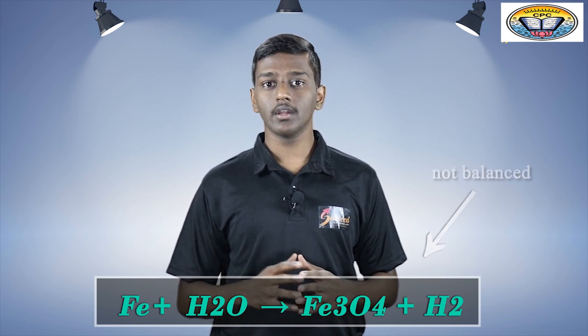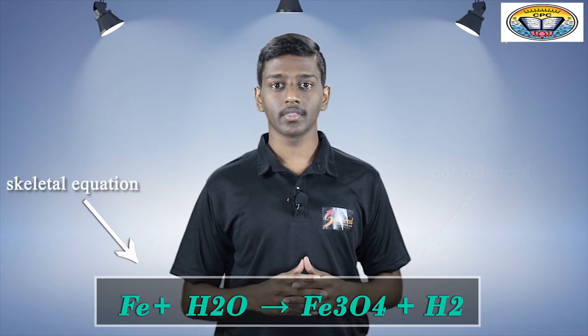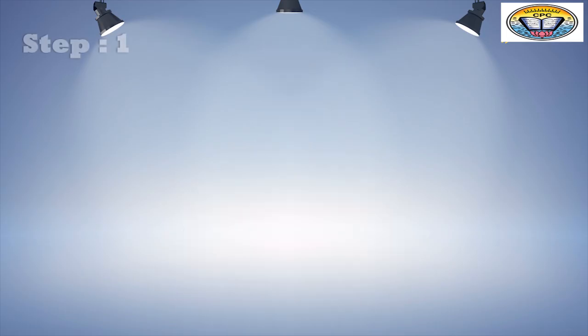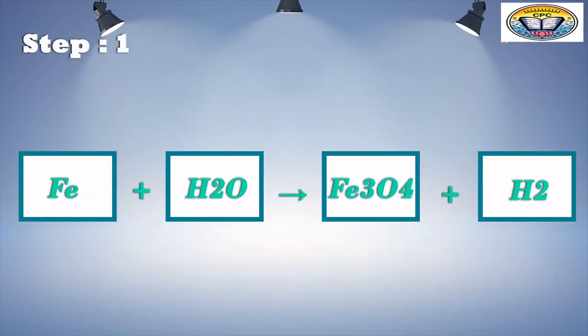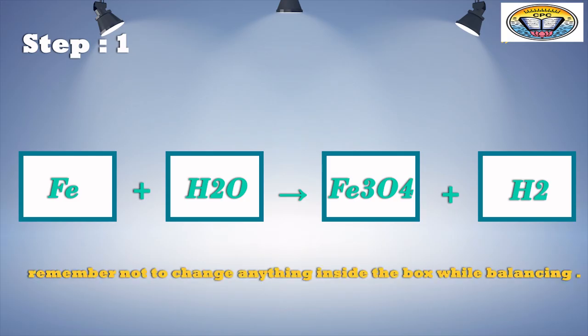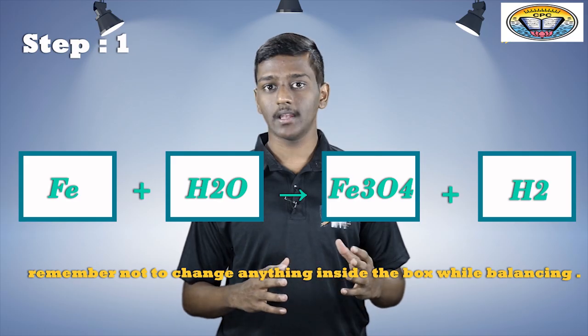Let us take up the equation Fe plus H2O giving rise to Fe3O4 plus H2. By looking at the equation, we can say that it is not a balanced equation, or it is a skeletal equation. Now let us try to balance the equation step by step. Step 1. Let us draw boxes around each formula. And remember, we should not change anything inside the boxes while balancing.